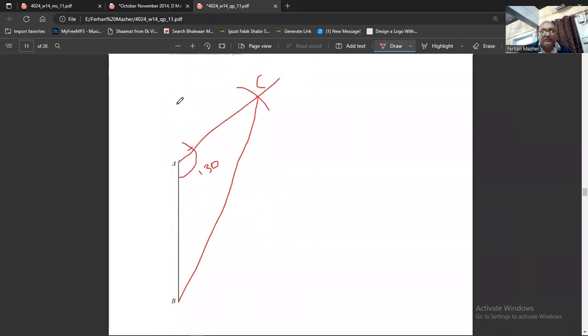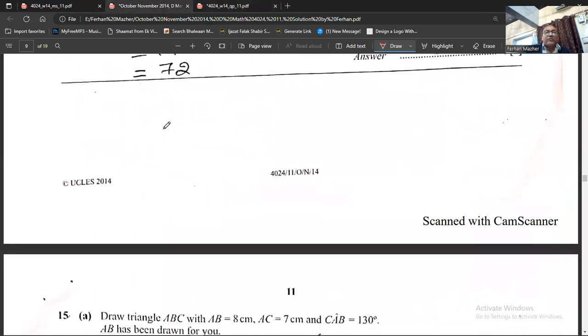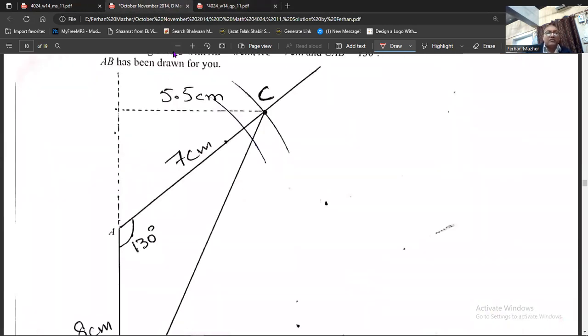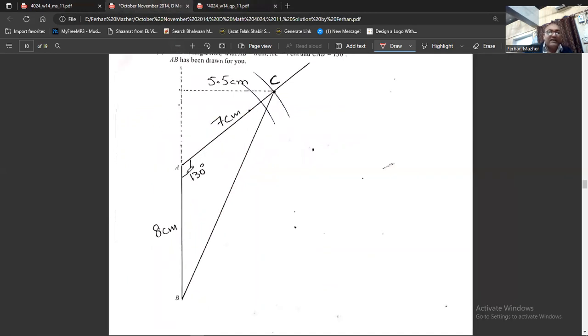So let me show you. It's a 2 marks question. So I have drawn it properly also. So you can see at A, I put my D, I marked 130 degree, and this is the line of that angle. Then I put the compass here, and I open the compass 7 centimeter, and I draw this arc, and this is the point. So that's the C, I joined it with the B. This is how you get this triangle.